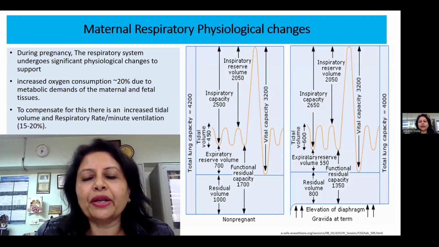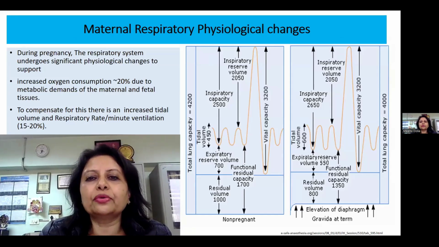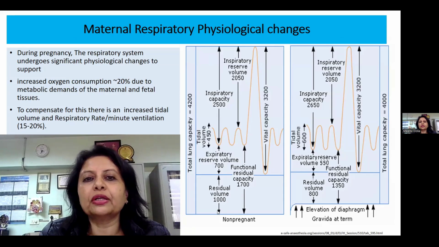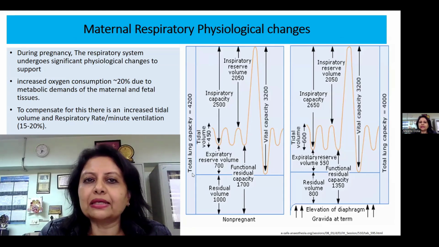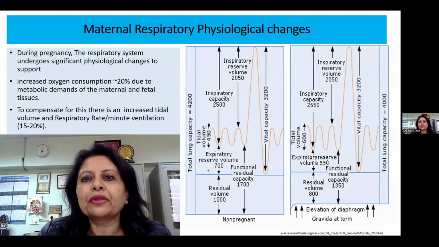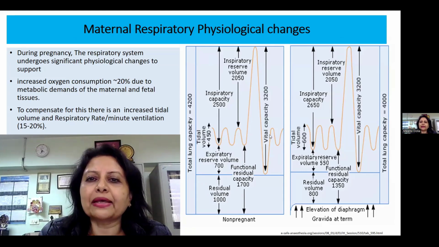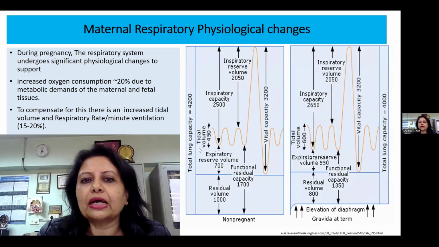If we see the spirometry of a non-pregnant individual, the total lung capacity is 4,200 ml, and the vital capacity is 3,200, with an inspiratory capacity of 2,500, a tidal volume of 450, and a functional residual capacity of 1,700.